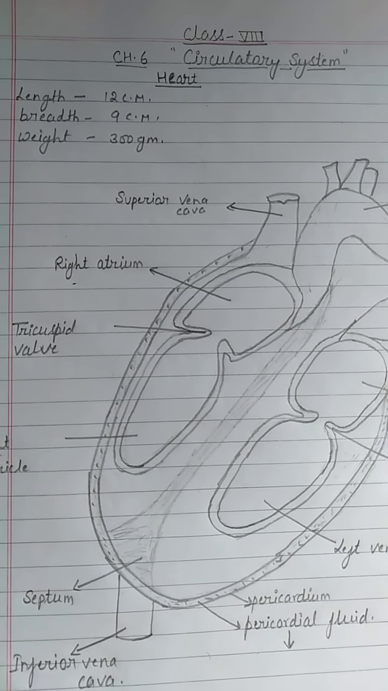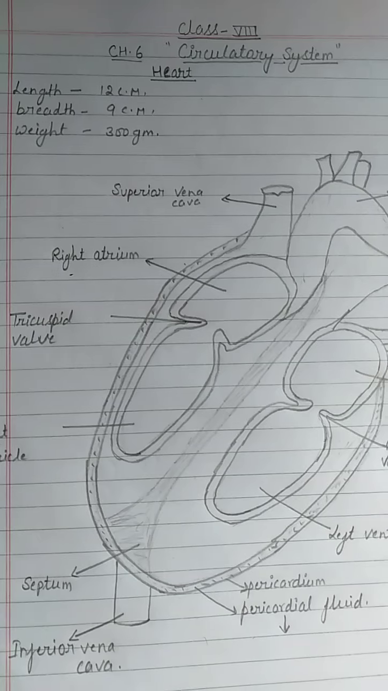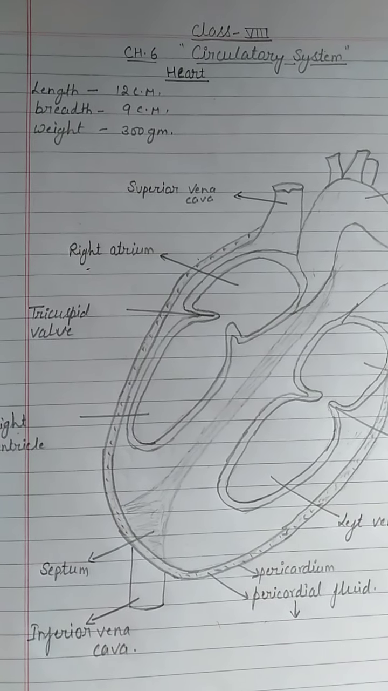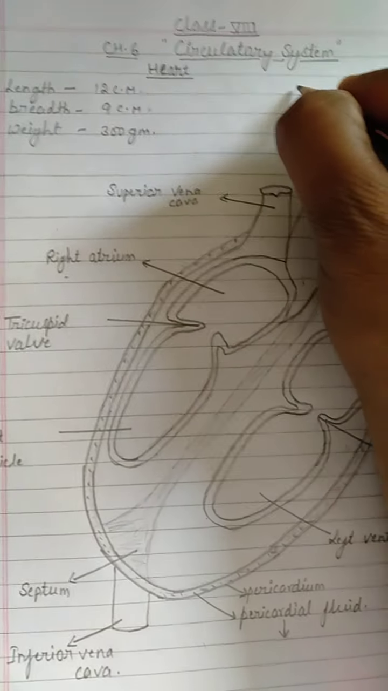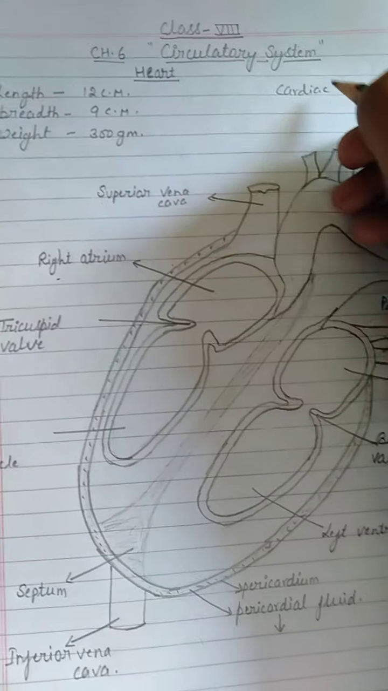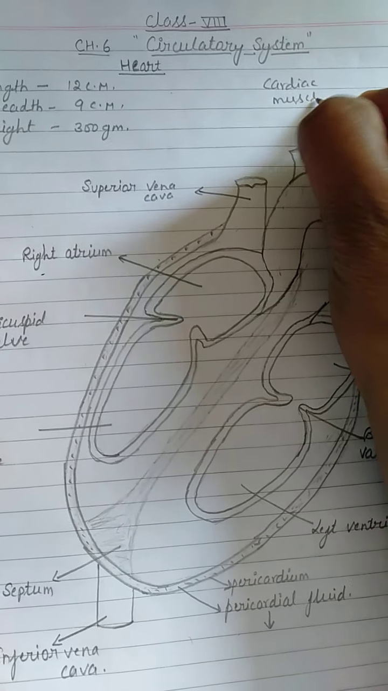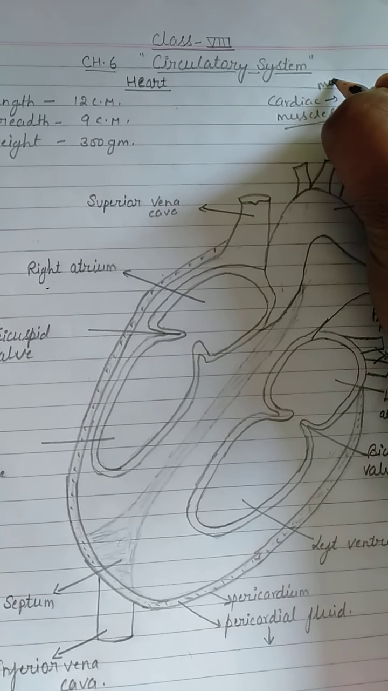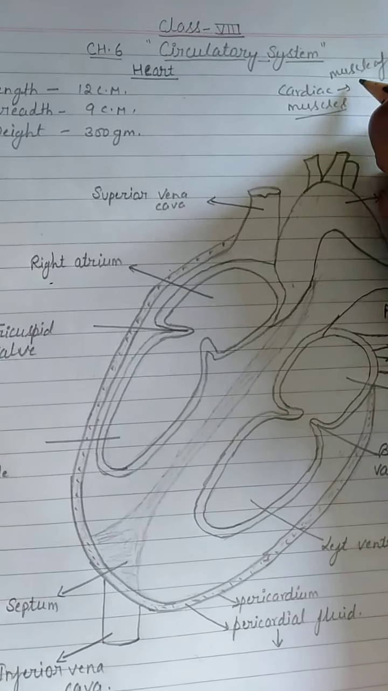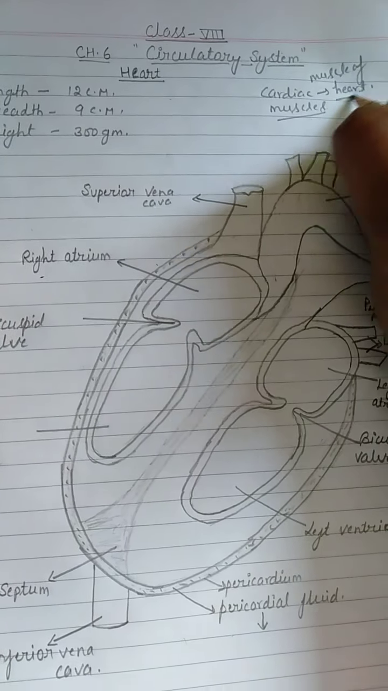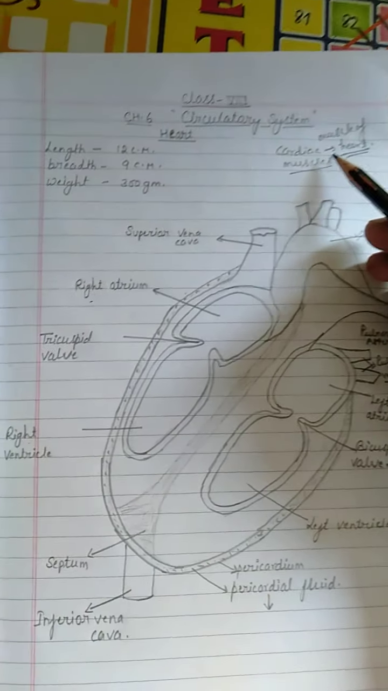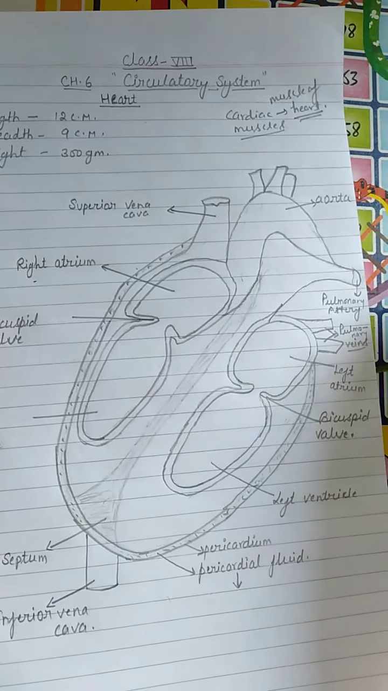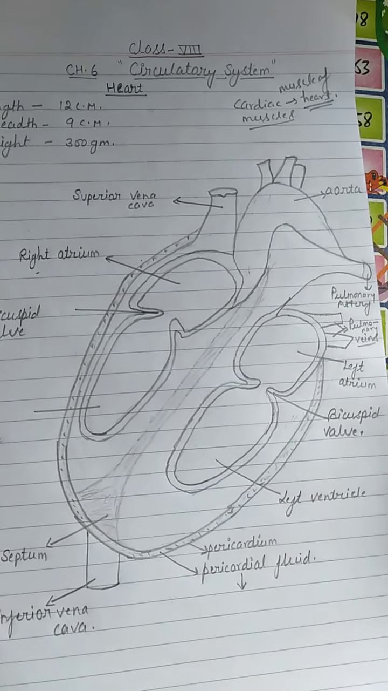Heart is a muscular organ and it pumps the blood to all parts of the body, and it is made up of cardiac muscles. So what are cardiac muscles? Cardiac means muscles of the heart. So it is made up of the muscles of the heart, known as the cardiac muscles, and these muscles contract and relax without taking rest.